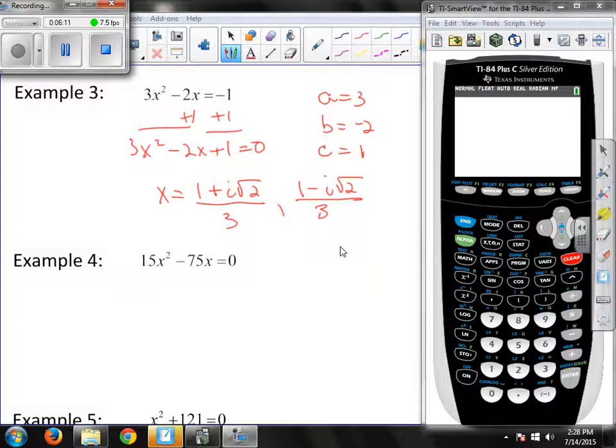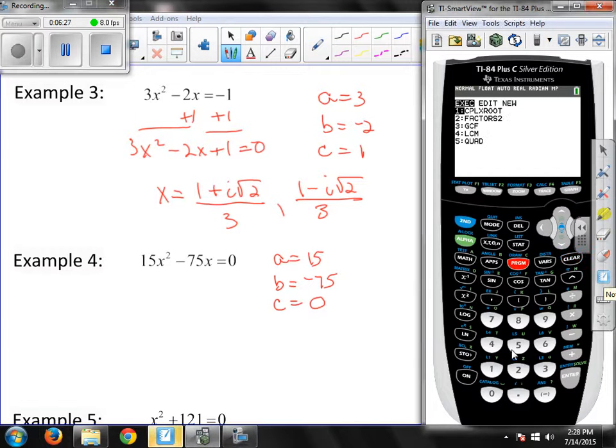Example 4, A is 15, B is negative 75, and notice C is missing, so we're going to say it's 0. Program, quad, enter. A is 15, B is negative 75, and C is 0. Here are my two solutions. There are two solutions here, 5 and the number 0.